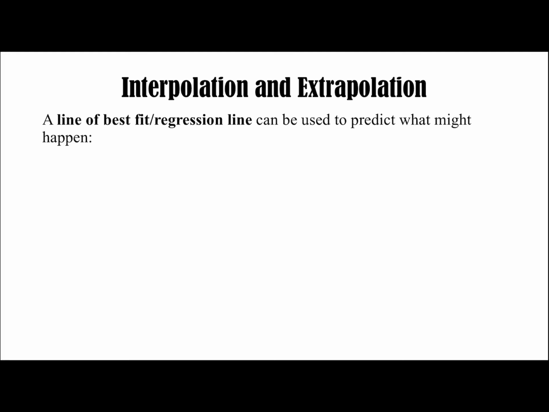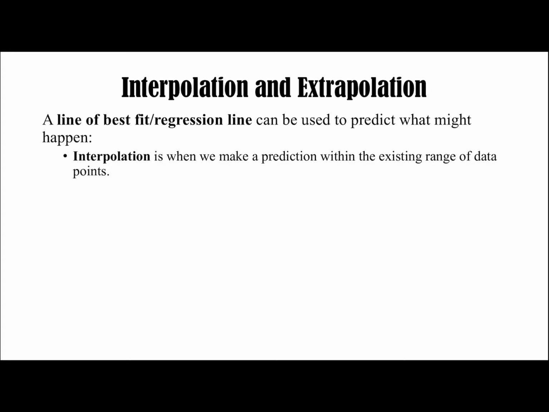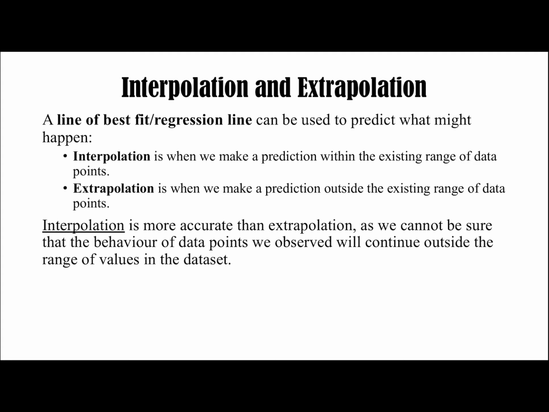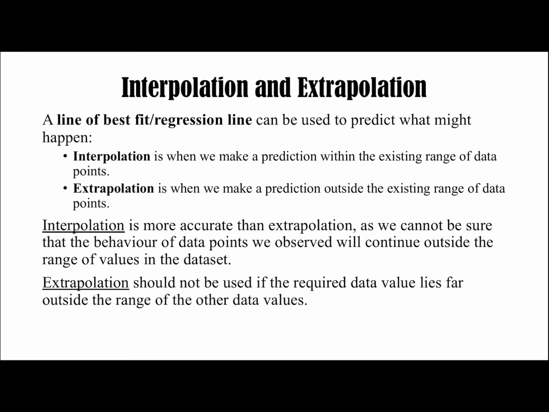Let's look at the terminology related to the line of best fit. Interpolation is when we make a prediction within the existing range of data points. Extrapolation is when we make a prediction outside the existing range of data points. Interpolation is more accurate than extrapolation, as we cannot be sure that the behavior of data points will continue outside the range of values in the dataset. Extrapolation should not be used if the required data value lies far outside the range of given data values.